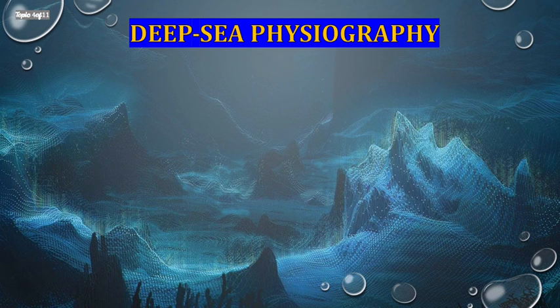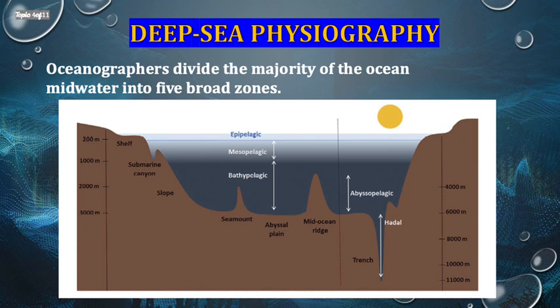Okay, just a quick review of the physiography of the deep sea environment. Oceanographers divide the majority of the ocean midwater into 5 distinct zones. These are epipelagic, mesopelagic, bathypelagic, abyssopelagic, and the hadal zone. I actually excluded the epipelagic in this report because technically this zone is not included in the description of the deep sea. So it is just the meso, bathy, abyssopelagic, and the hadal zones that I'm going to give a quick run.